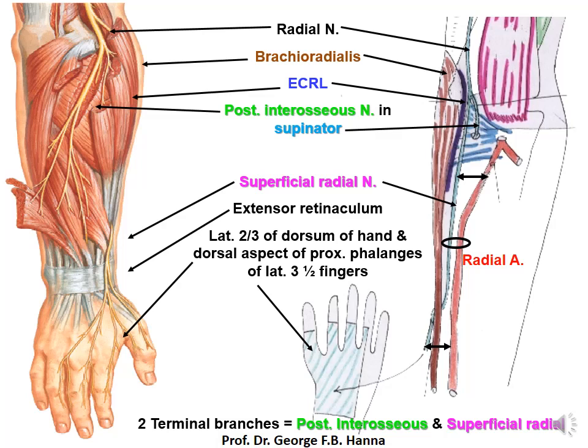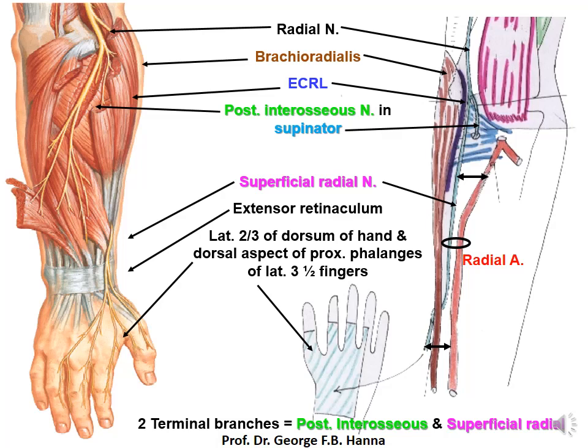So it supplies the lateral 2/3 of the dorsum of the hand and the dorsal aspect of proximal phalanges of the lateral 3.5 fingers. So what is the nerve supplying the dorsal aspect of the distal 2 phalanges? Of course, it is median nerve. If you see the other side, the right diagram here, you can imagine the following relations of the superficial radial nerve.